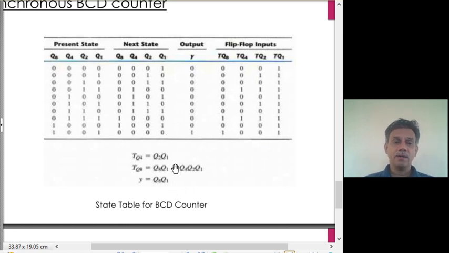This is how we can arrive at the synchronous BCD counter. Once we have this one, we can synthesize these expressions using gates and connect it. So we are not just showing the diagram. Now it should be easy for you to visualize how the diagram should be.